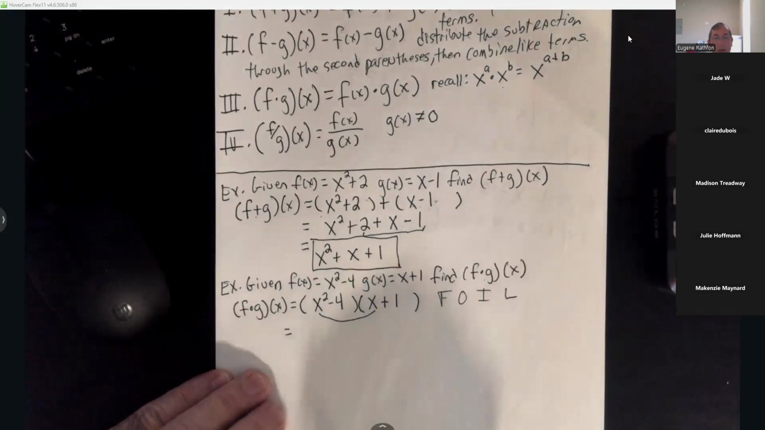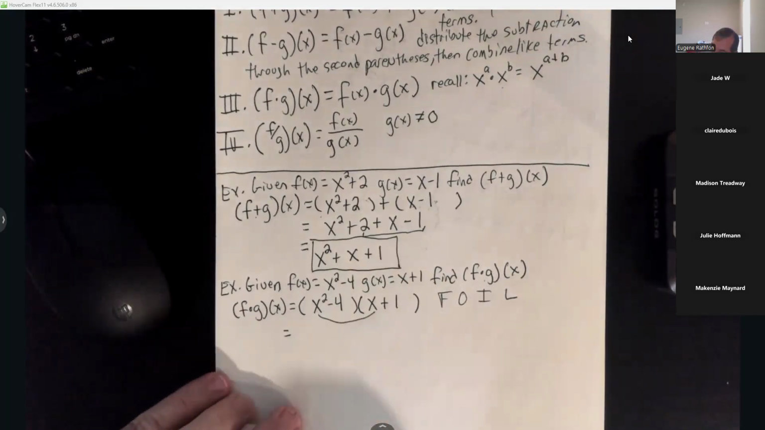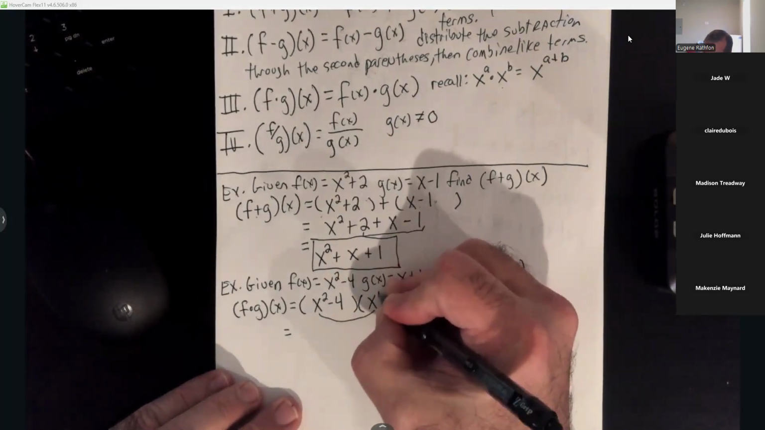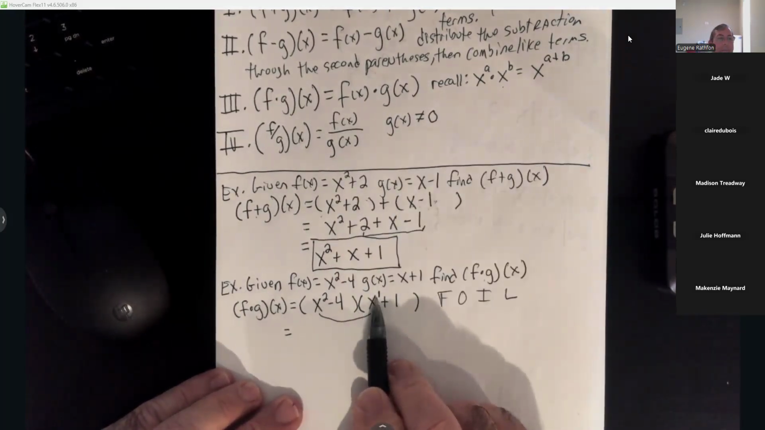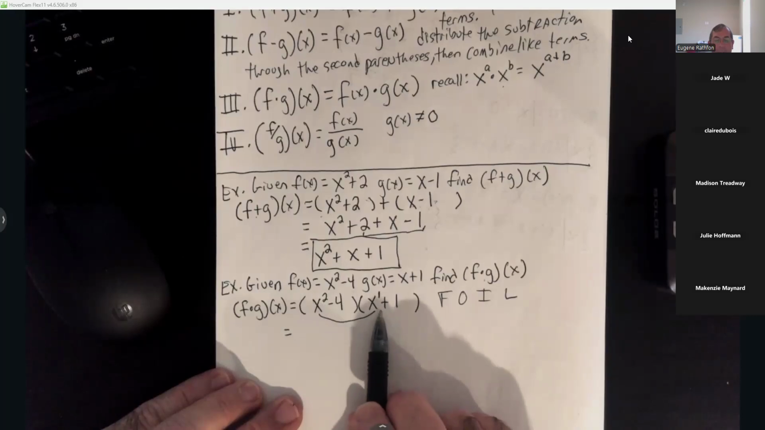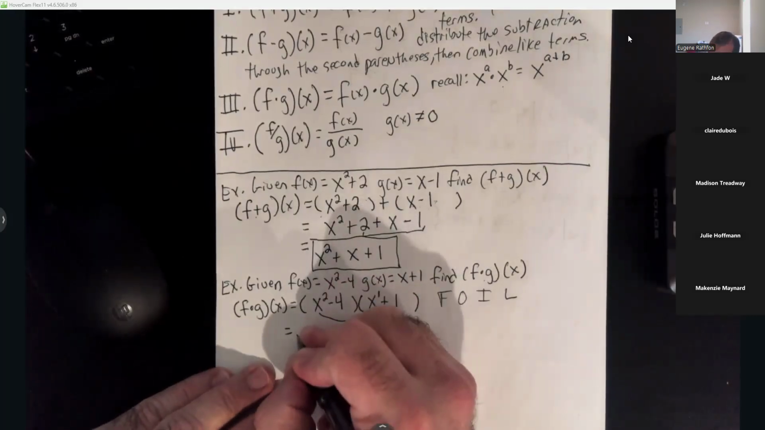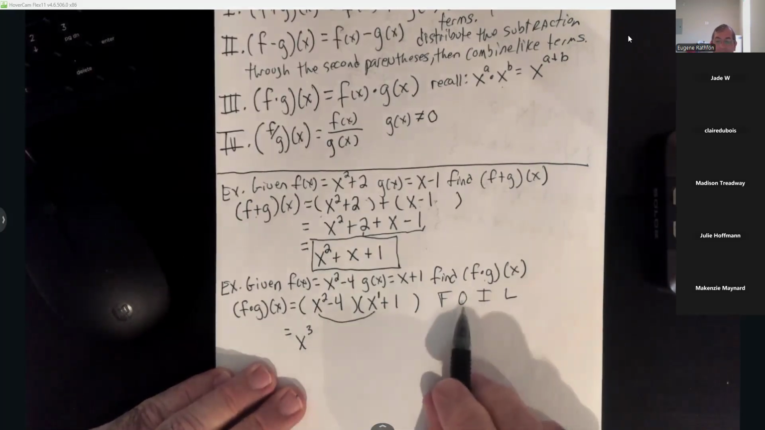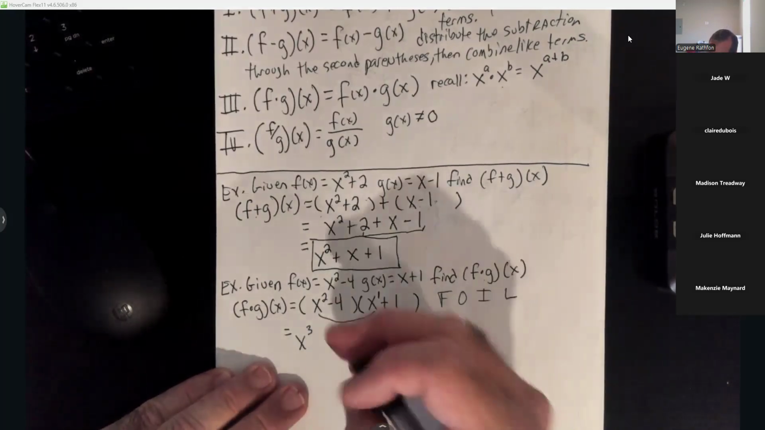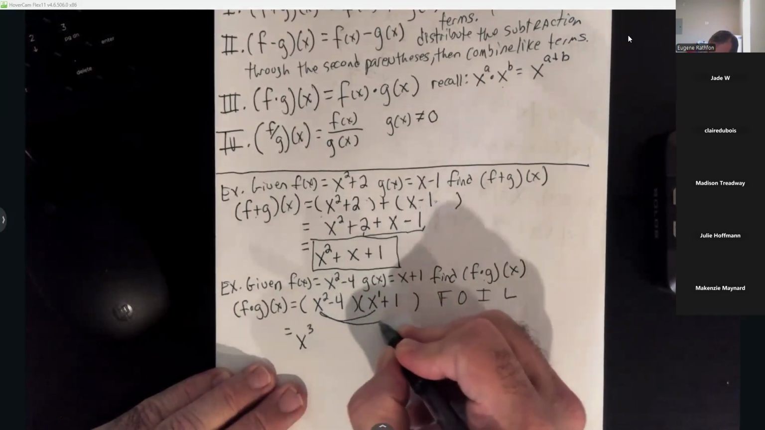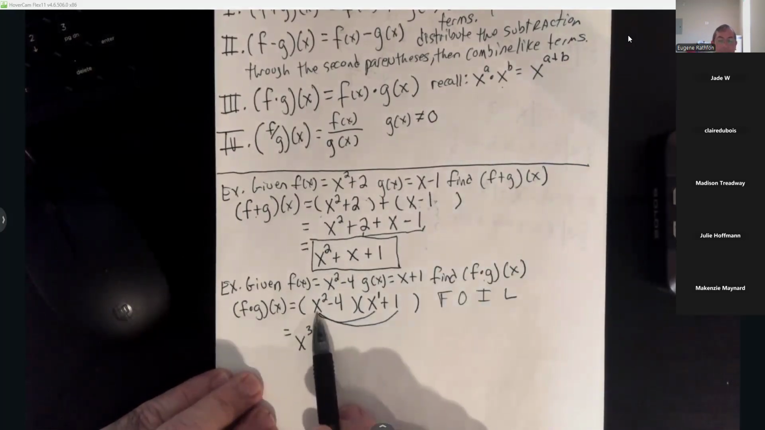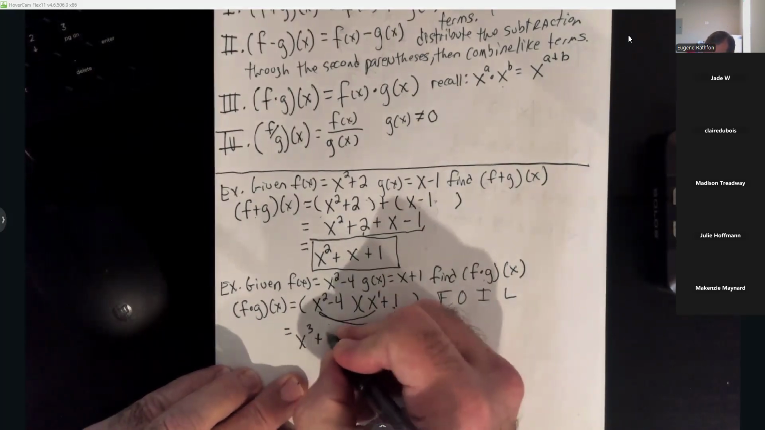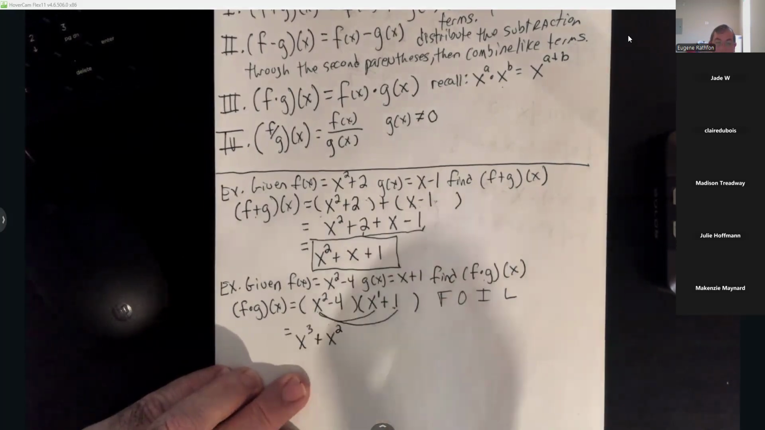You're going to multiply x squared times x. Now remember, this x don't have an exponent. So since it don't have an exponent, you would treat that one like a 1. So an x squared times an x to the first is going to give me an x cubed. All right, the O is the outermost. Well, that's going to be the first one and the last one. So x squared times a positive 1 is a positive x squared.